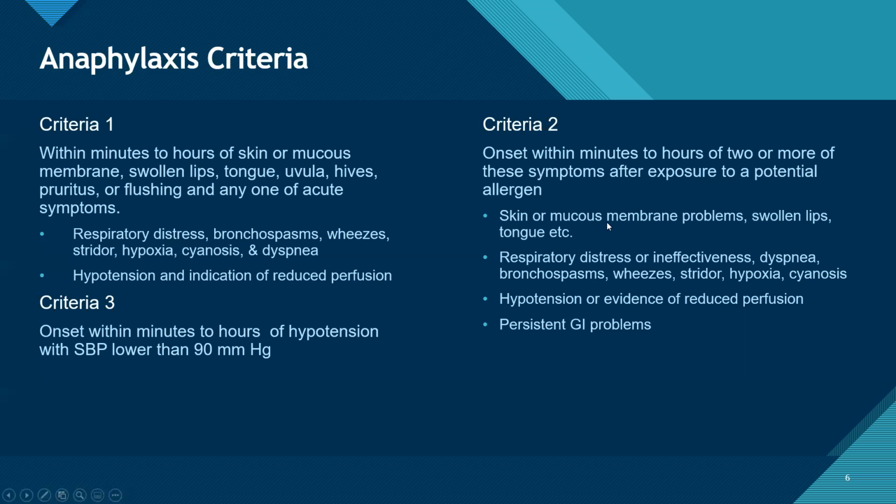So mucous membrane problems, swollen lips. You can think of some of the beta blockers that cause this, or some of the calcium channel blockers. Respiratory distress. So some wheezes, hypoxia, cyanosis, and those bronchospasms as well. And hypotension, evidenced by decreased perfusion, decreased cardiac output, or pooling of the blood, and then some GI problems. And then it's criteria 3.